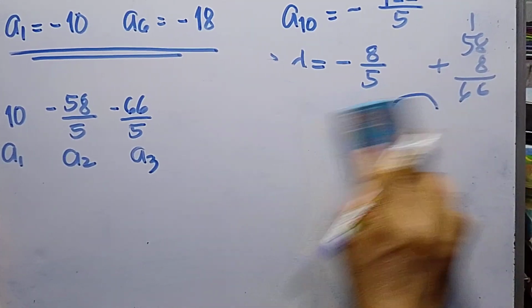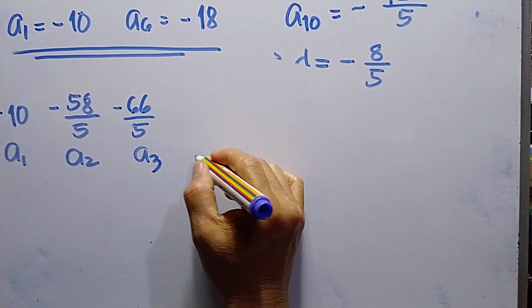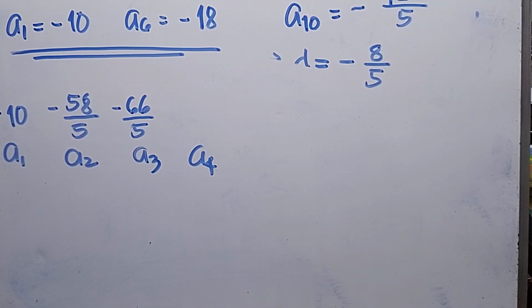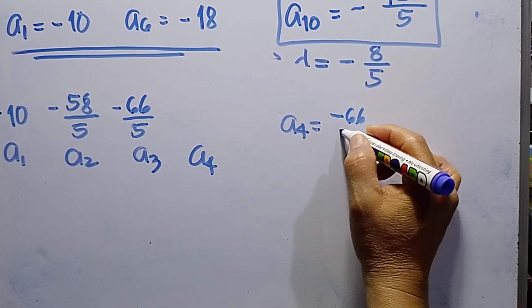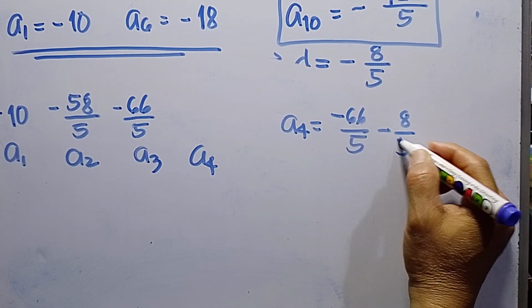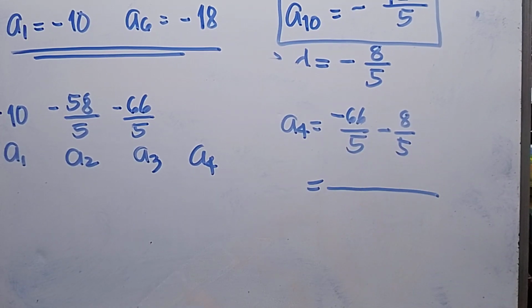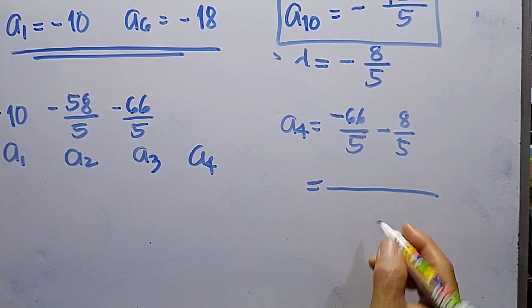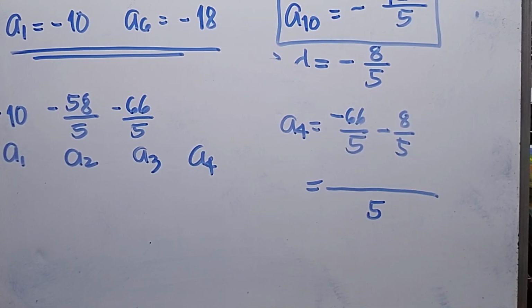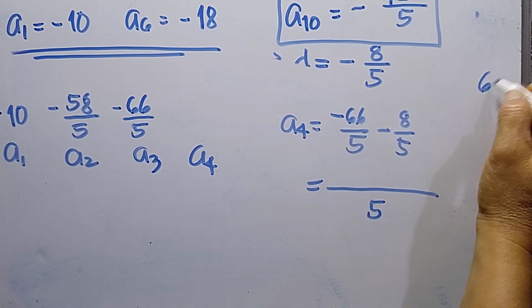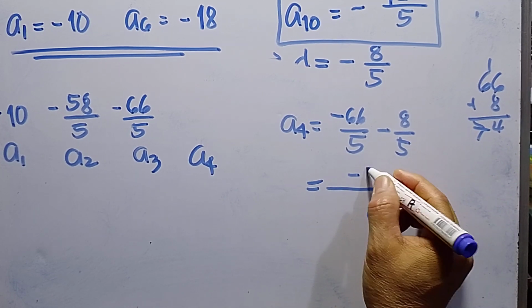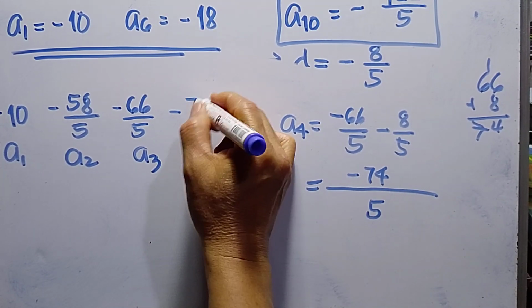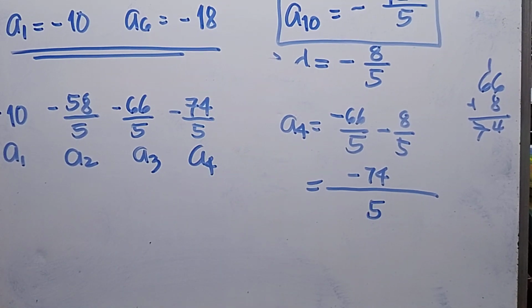Now my A4. What is my A4? A sub 4. Let us check this one if this is correct. A4 is equal to A3, negative 66 over 5 minus 8 over 5. Similar fraction, so common denominator is 5. And then add 66 and 8. This is 14, carry 1, 74, negative 74 over 5. That's A sub 4.